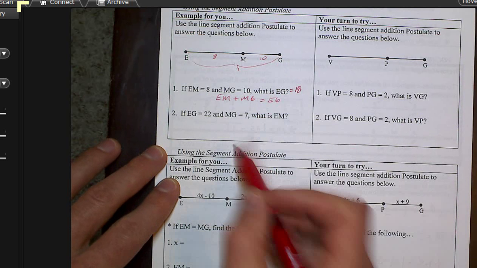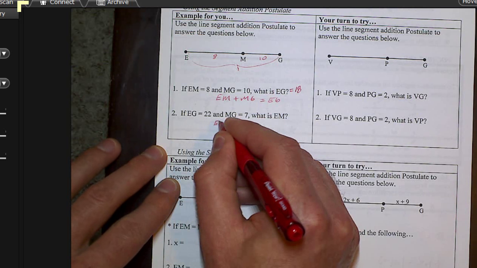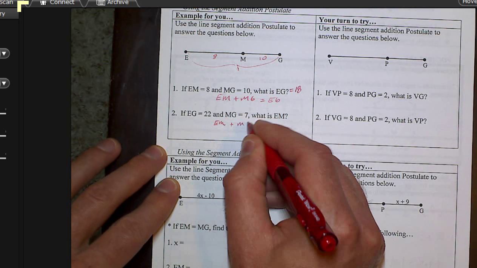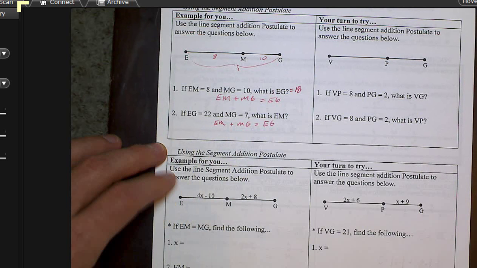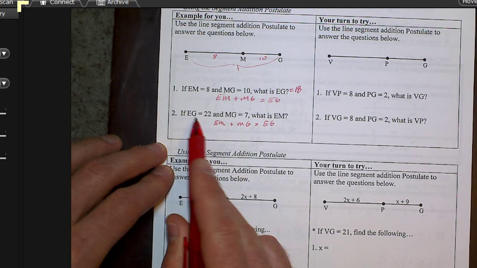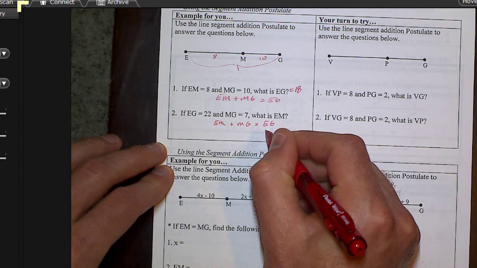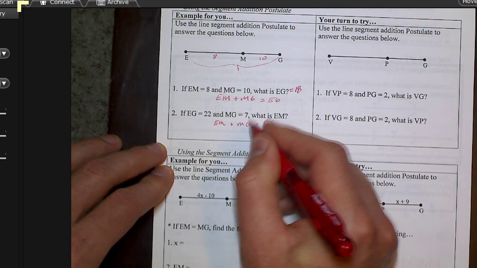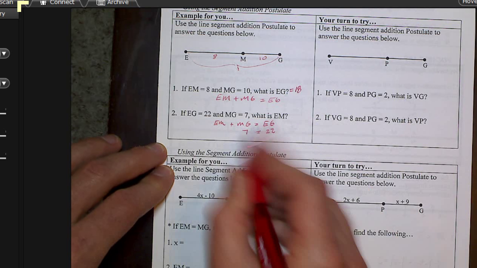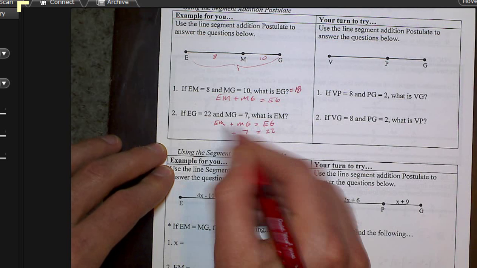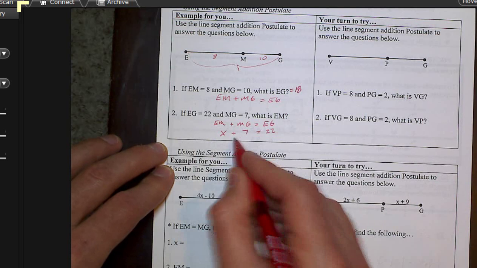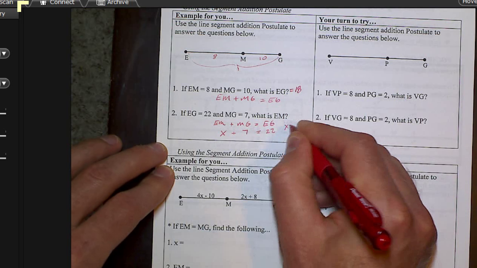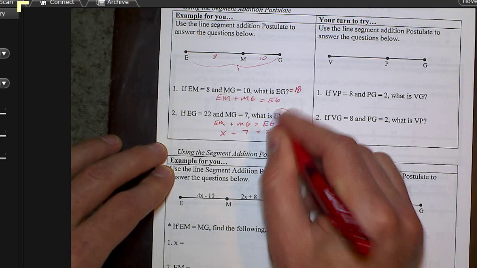Well, again, if you use segments to write out an equation where EM plus MG equals EG, you can substitute these values in, EG being 22, MG is 7, and you want to find what EM is, so you can just leave that as EM. You could call it X, and then you would just solve this for X. You would just subtract 7 from both sides, and you would see that X is equal to 15. In other words, EM is equal to 15.